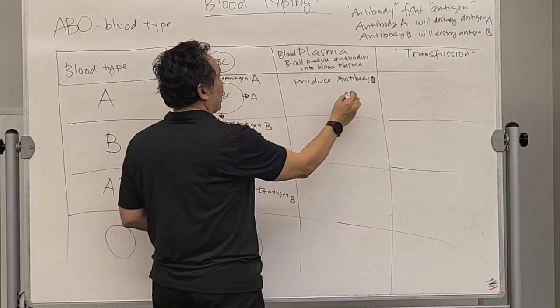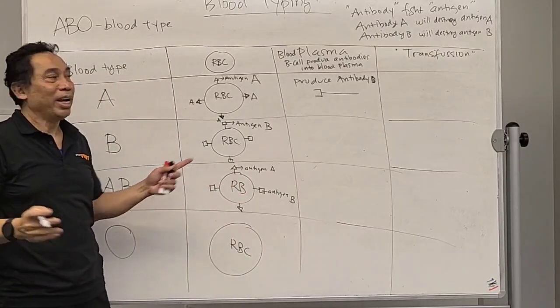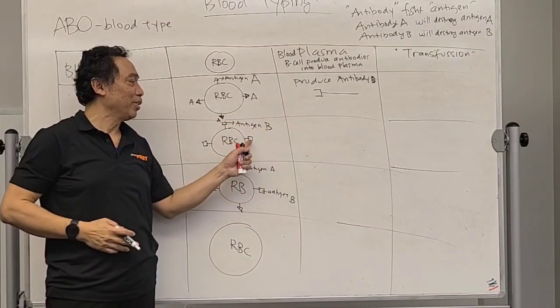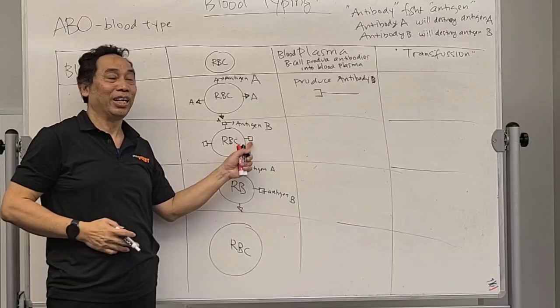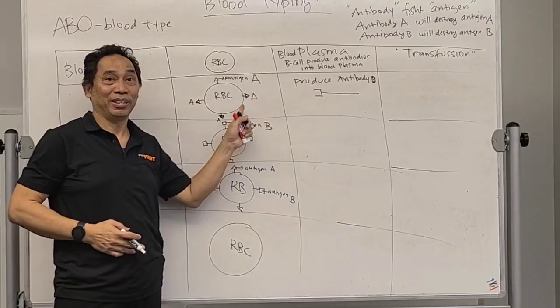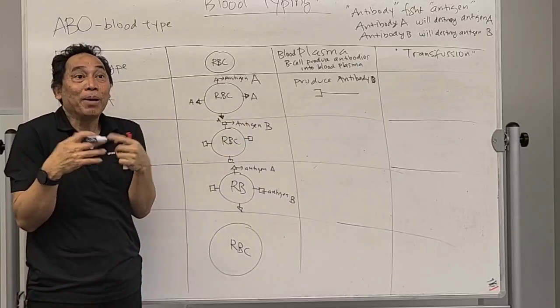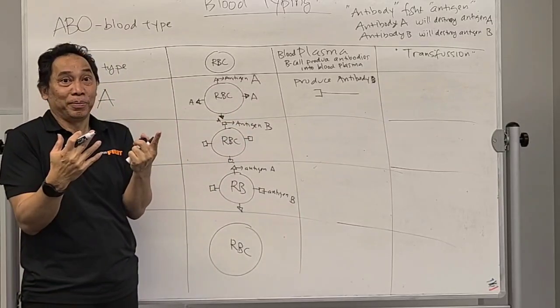It's going to look like this. Antibody B looks like this. Why does it look like this? Because this is going to destroy the square one, not the triangle one. This is just a model to make sure you know the connection. Are you with me? So you will be able to produce antibody B.